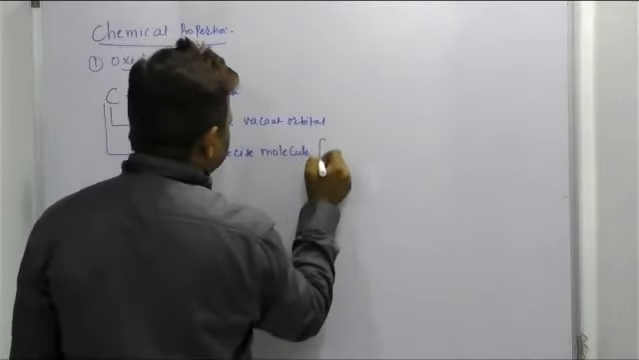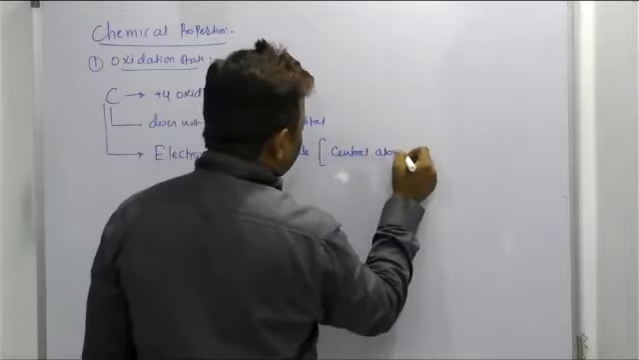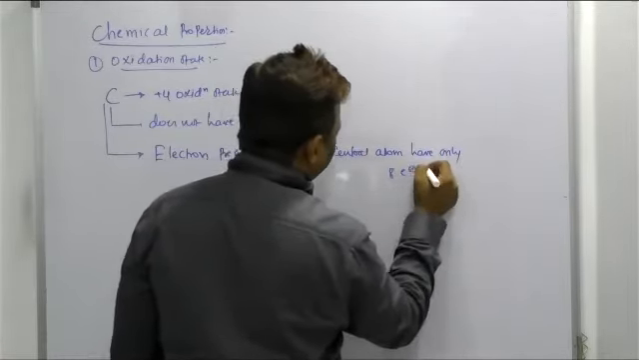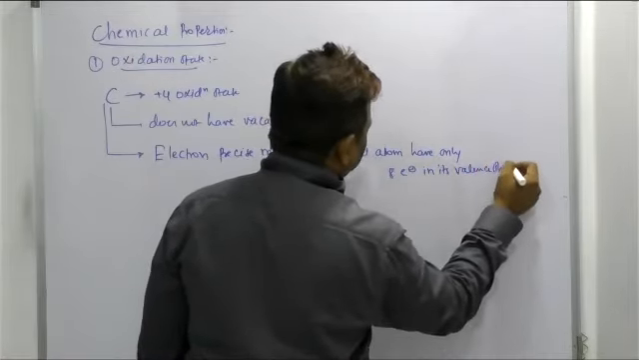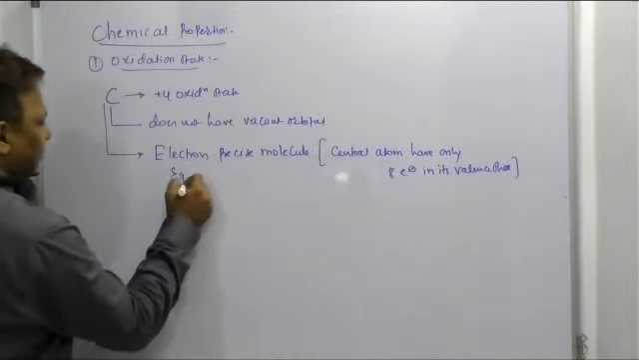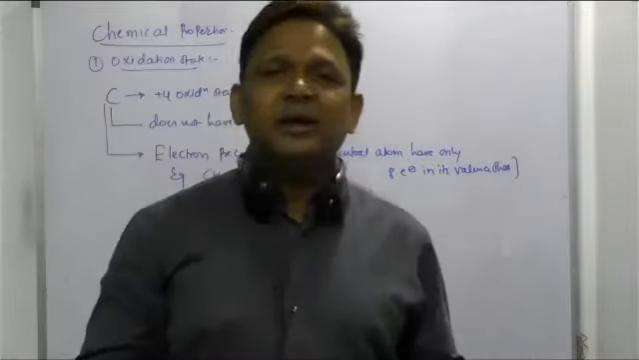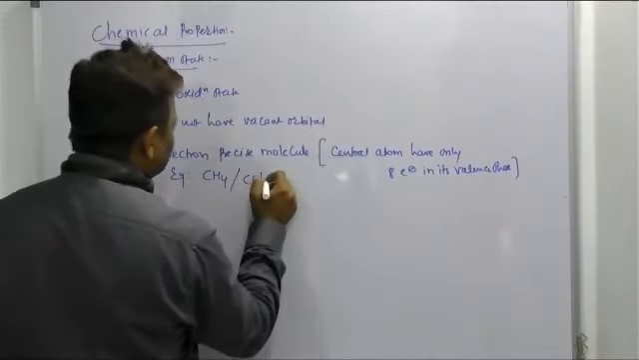An electron precise molecule means the central atom has only 8 electrons in its valence shell. Having 8 electrons in the valence shell makes it what? Stable. Hence, an example of an electron precise molecule is carbon tetrachloride, CCl4, or carbon with 4 hydrogen.